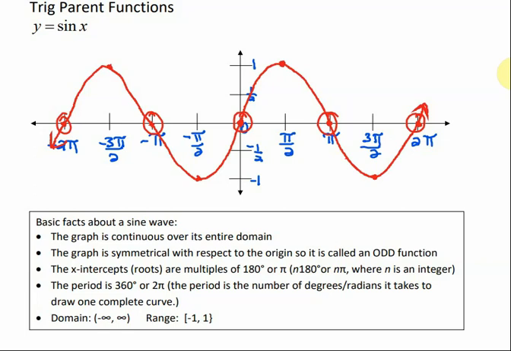So if you'll notice, we start at 0, we go up to 1, 0, -1, back to 0, and it just starts over. So that would continue to infinity, because the domain is from -infinity to +infinity, and the range is from -1 to +1. So that's how high and how low the parent function of the sine curve goes.